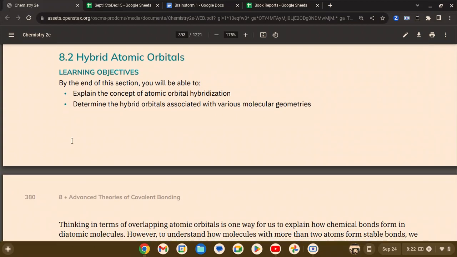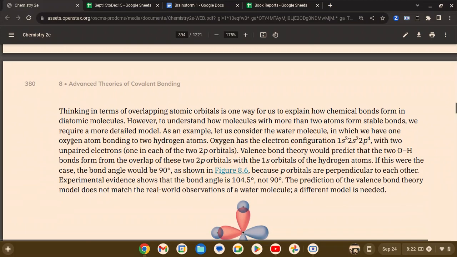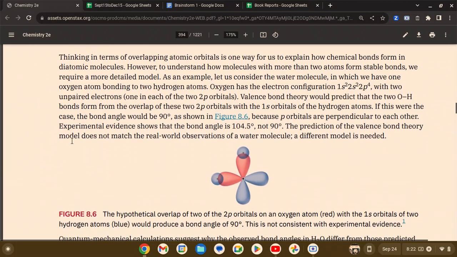8.2 Hybrid atomic orbitals. By the end of this section, you will be able to explain the concept of atomic orbital hybridization and determine the hybrid orbitals associated with various molecular geometries. Thinking in terms of overlapping atomic orbitals is one way for us to explain how chemical bonds form in diatomic molecules. However, to understand how molecules with more than two atoms form stable bonds, we require a more detailed model.